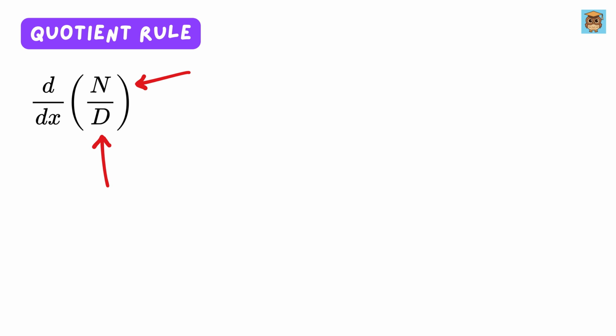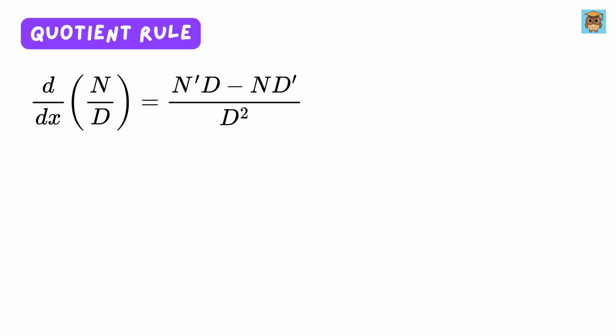Ready to level up your gear? We will now be solving problems related to the quotient rule. The quotient rule is used when you need to differentiate the ratio of two functions, where one function is n of x, or simply n, the numerator, and the other is d of x, or simply d, the denominator. To apply it, you take the derivative of n, which is n prime, multiply it by d, subtract n times the derivative of d, which is d prime, and then divide the result by d squared.